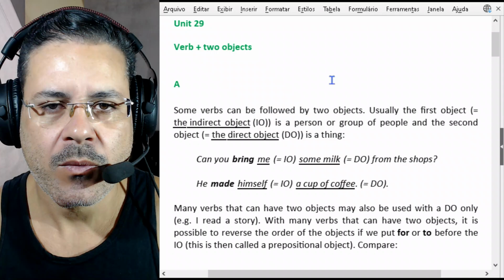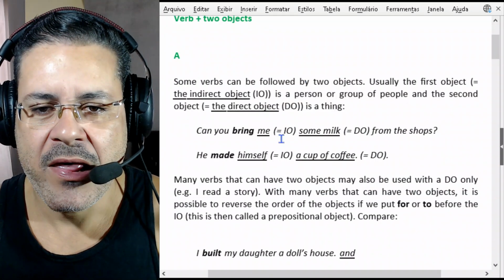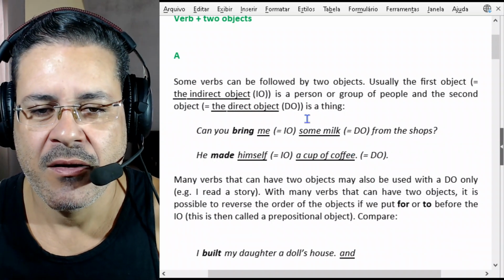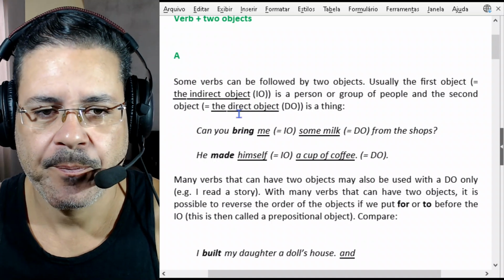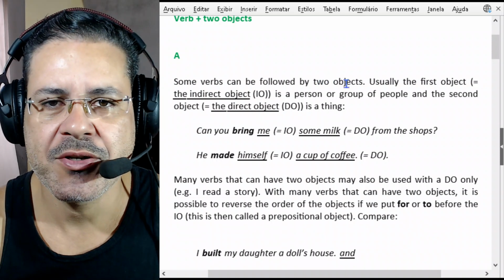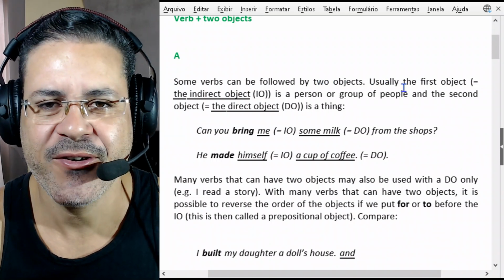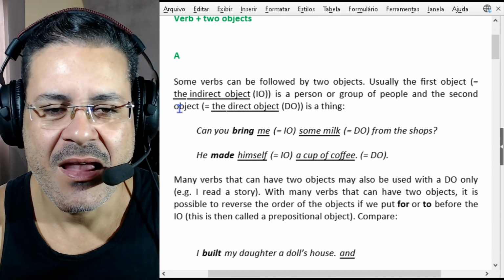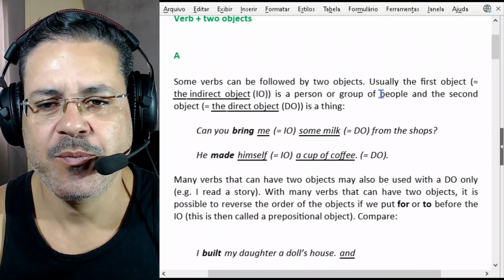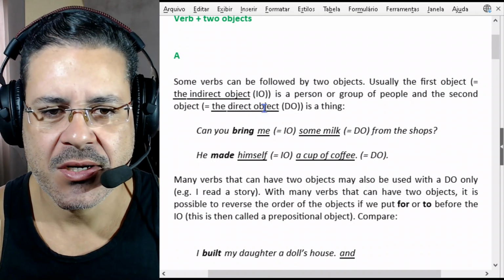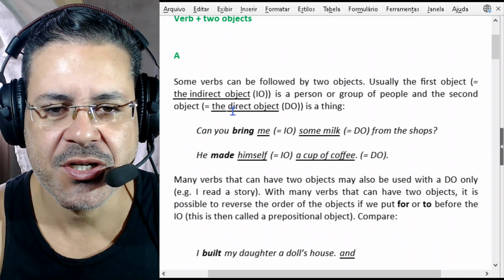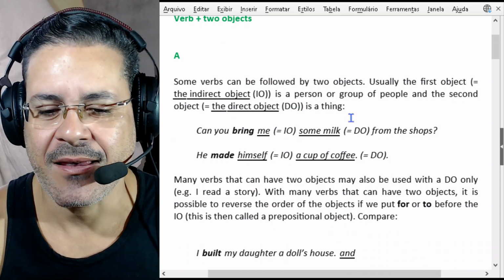We're going to be talking about the position of the objects in relation to the verb. So here we have some verbs that can be followed by two objects. Usually the first object, the indirect object, IO, is a person or group of people, and the second object, the direct object, DO, is a thing.